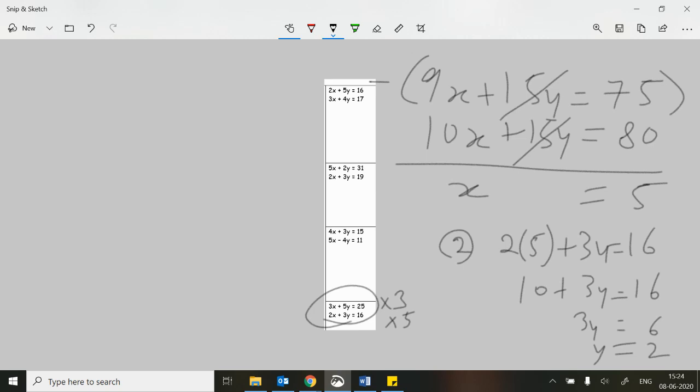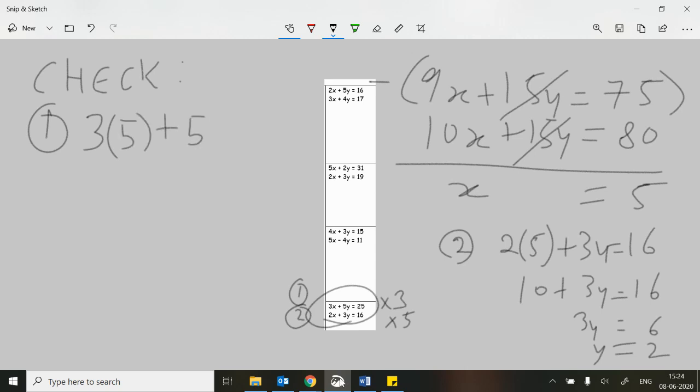Here's one extra little bit here, guys. We can check all of our answers. I've done this so far, but we should do this really. We can check all of our answers by choosing the other equation there. We have equation 1 and equation 2, and seeing that our x and y number works. So in equation 1, we've got 3 lots of the x number, which is 5, plus 5 lots of the y number, which is 2.